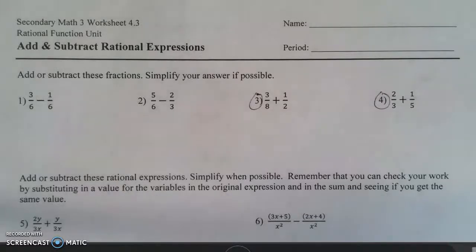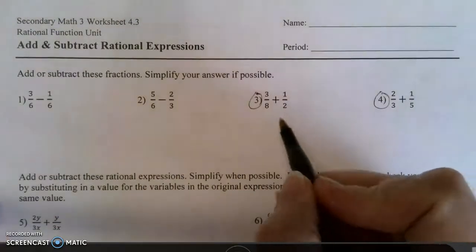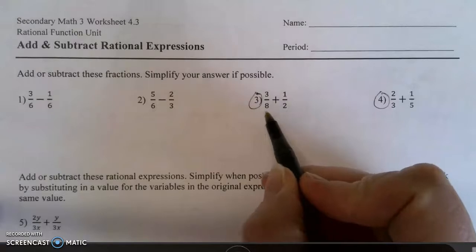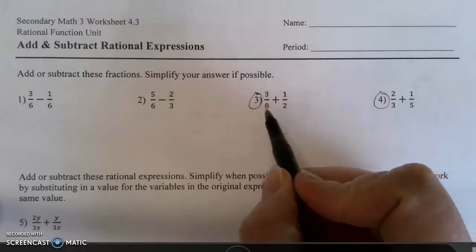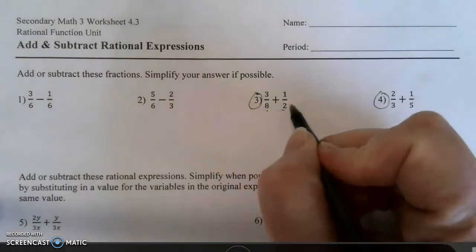All right, good morning. We are going to work on just adding and subtracting. This is where it can kind of get a little tricky. So just to review on adding and subtracting, you need a common denominator. So here, going over numbers, my denominator would be 8. So I'm going to times by 4.